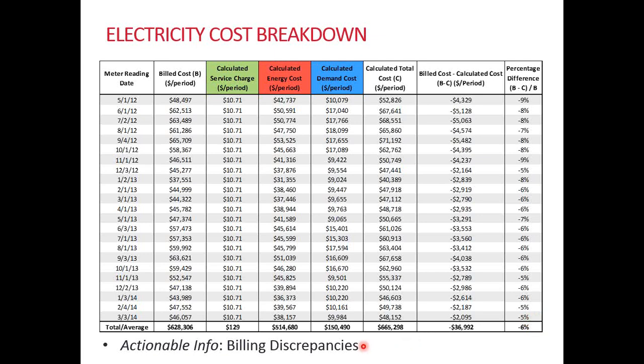And the other piece of actionable information we can get is if there's any billing discrepancies. So really quickly to the eye, if any of these were outliers, like if one in the middle was 30%, we'd be able to go back and look at that bill and say, something happened in this month, you should contact your utility company.